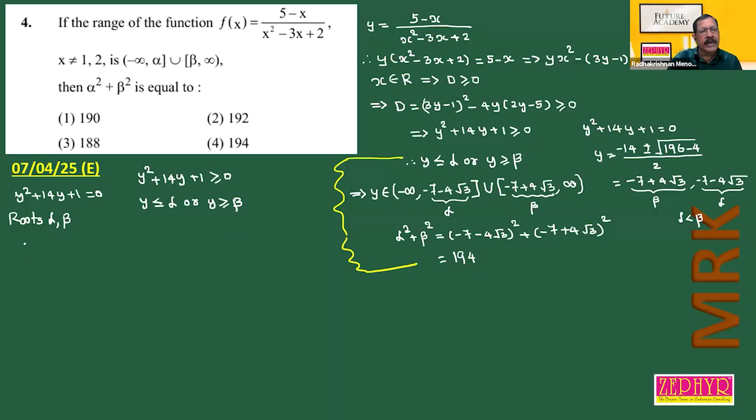From this quadratic equation, we got alpha plus beta is equal to 14, alpha beta equal to 1. So you are being asked to find out alpha squared plus beta squared, which is equal to alpha plus beta the whole square minus 2 alpha beta, which is 14 squared minus 2 into alpha beta, which is 1. When you simplify, you will be getting 194.